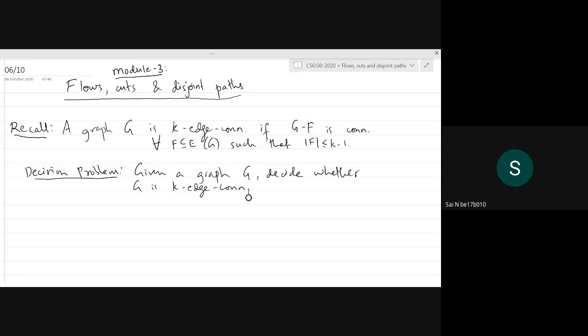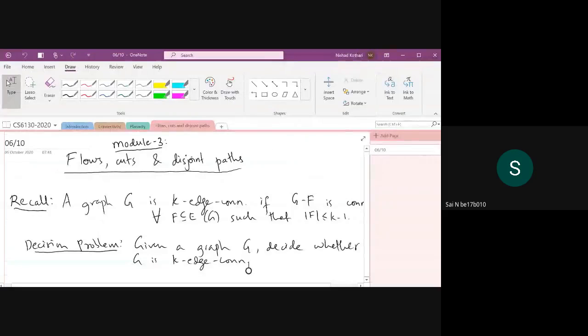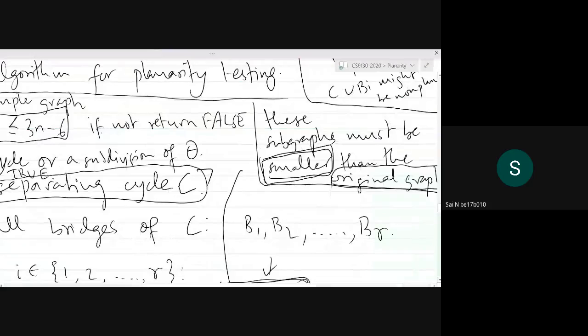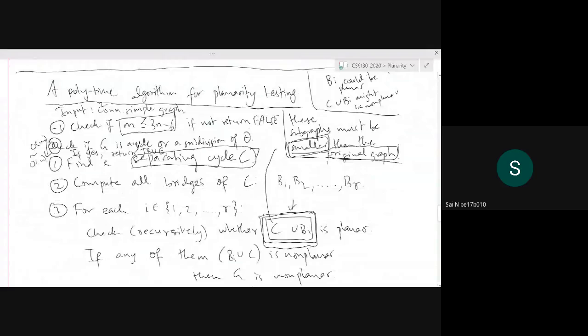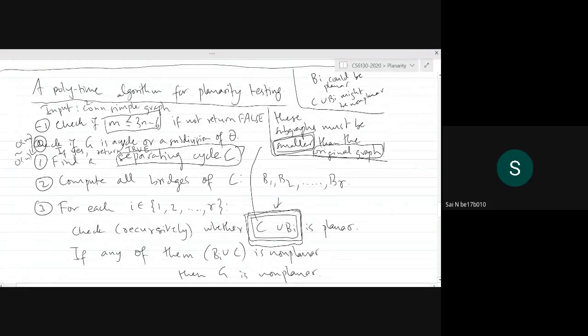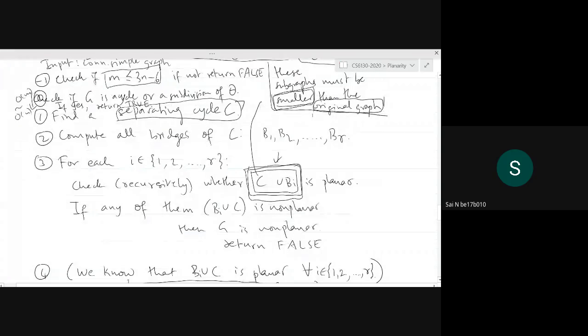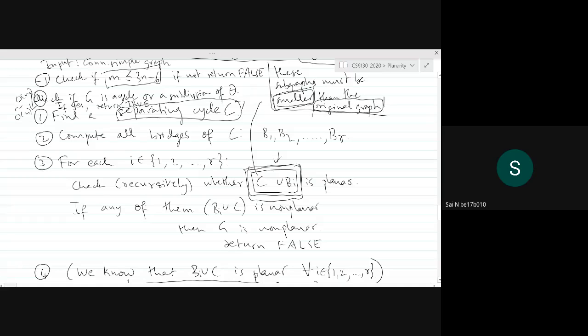Sir, I have a doubt on the algorithm we wrote for planarity testing. Can I ask it now? Yes, ask now. Could you go to the algorithm, the one we wrote in the lectures? Could you explain where we are using recursion? I see only iterating here. We would be checking whether C union Bi is planar for every bridge. Where is recursion coming in here?